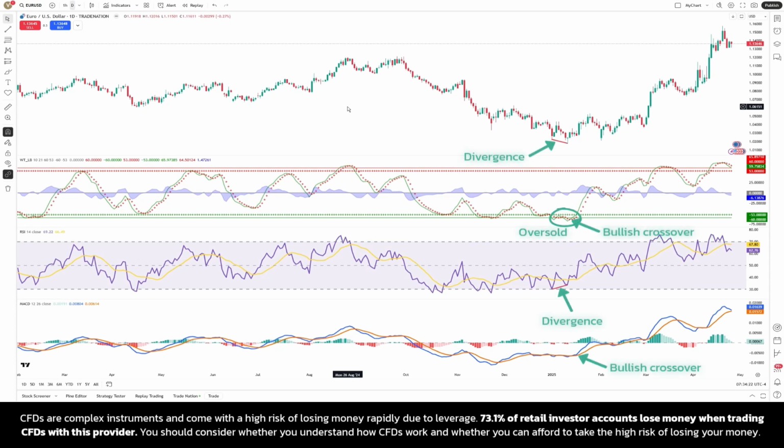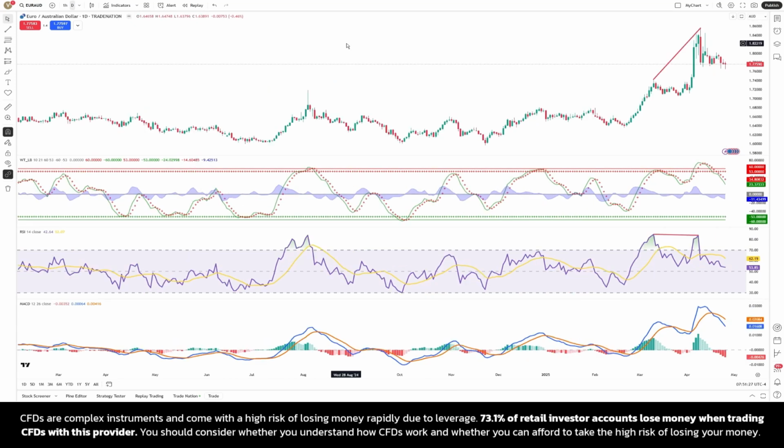to enhance the reliability of oscillator signals. These strategies help traders refine entry and exit points further, increasing overall effectiveness. Despite its strengths, the WaveTrend Oscillator has limitations.